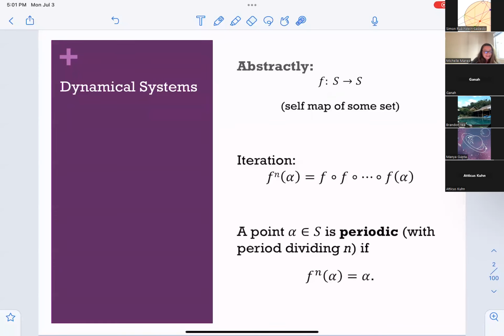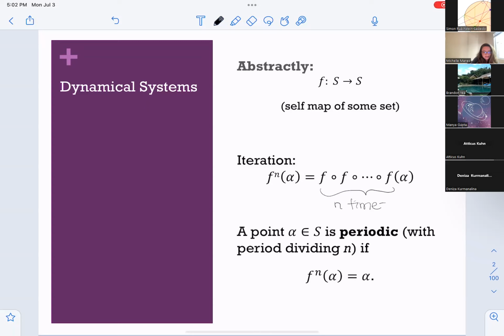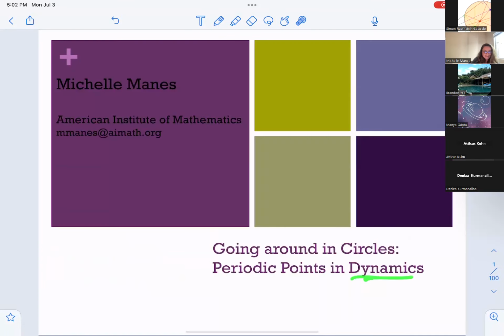The reason it's important that the function goes from my set to the same set is that then I can iterate. I can take whatever output I get and put it back into the function as my next input, and then keep going. Take that output, put it back in, take that output, put it back in. So I have this exponent notation, f to the n, to mean this iteration, this composition of f with itself. I do f with itself n times. So I take some seed value alpha, and I do f of alpha, and then f of f of alpha, and so on. And again, okay, so that's dynamics.